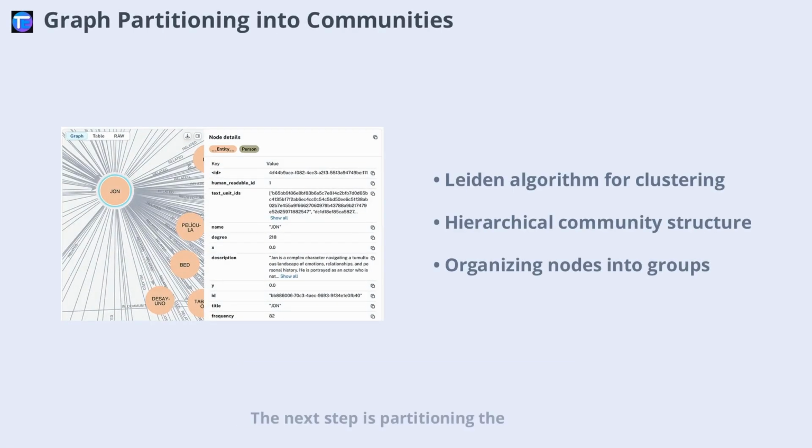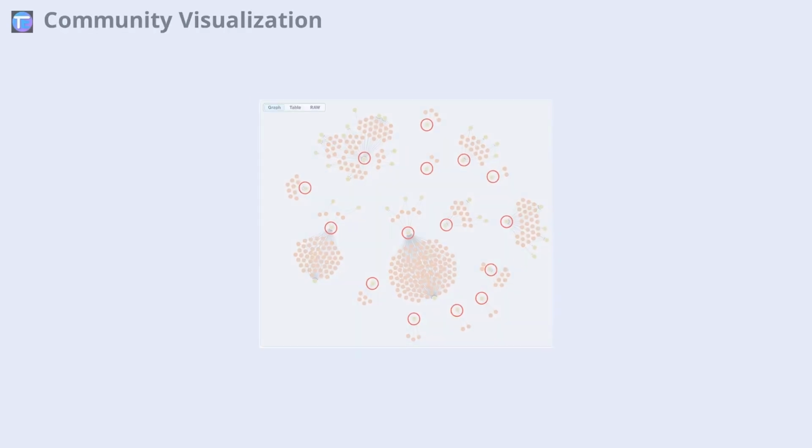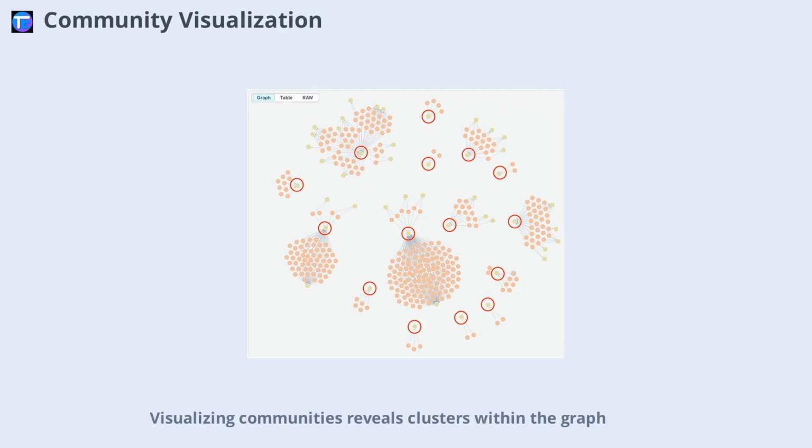The next step is partitioning the graph into communities using the Leiden algorithm. Communities are groups of nodes that are more closely related to each other than to the rest of the graph. This hierarchical clustering allows for communities of varying specificity, from broad root communities to highly specific subgroups. For example, in the book Penitencia, communities might represent different themes or character groups. Partitioning helps organize the graph and enables more targeted querying later on. Visualizing communities reveals clusters within the graph.